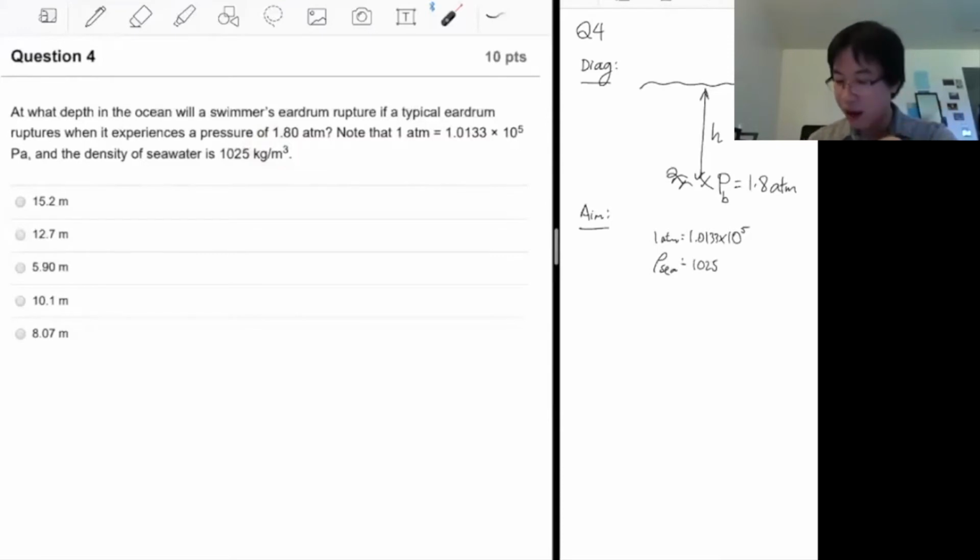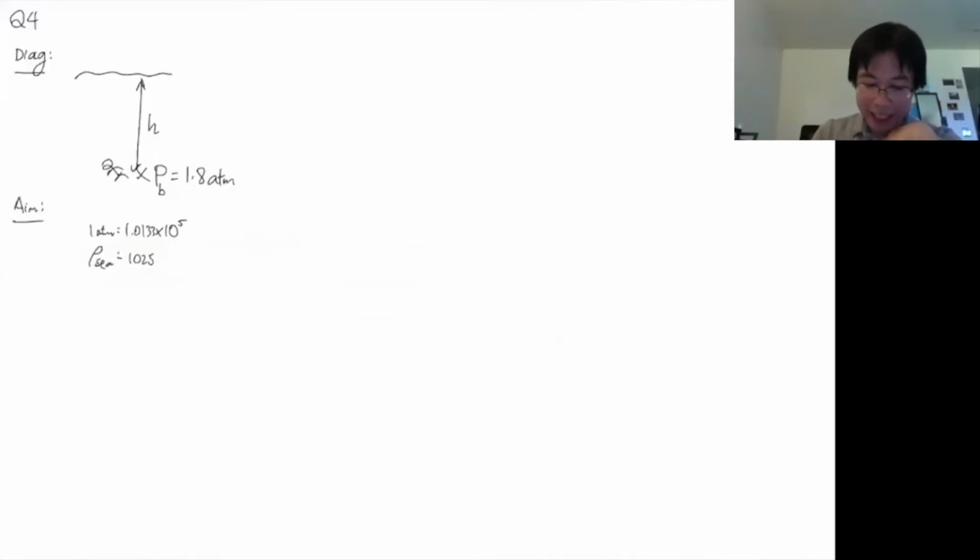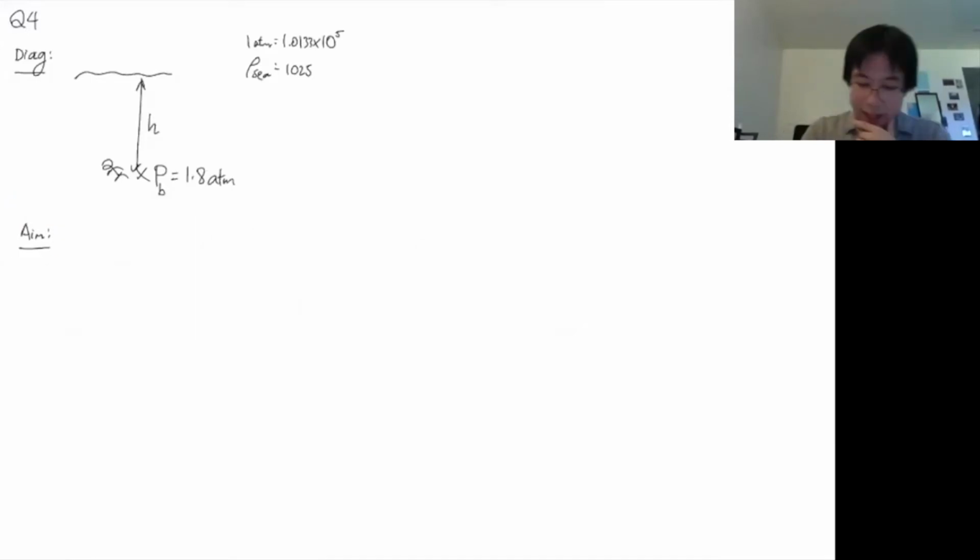All right, so I have everything here. Your diagram doesn't have to be exactly the same as mine. If it's similar, congratulations, that's good. So this is how my paper would look, and the aim is to find at what depth. All this in less than 20 seconds or so should be achievable.